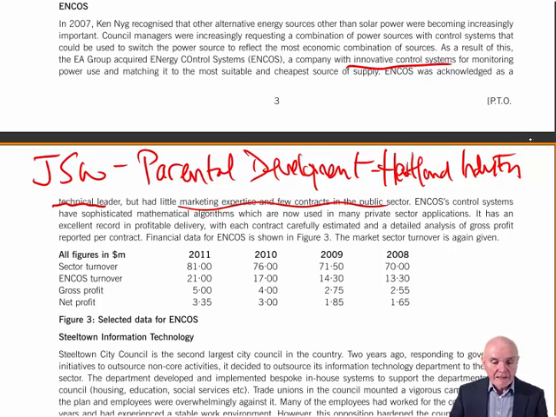So we go down here. ENCOS's control systems use sophisticated mathematical algorithms, which are now used in many private sector applications. It has an excellent record of profitable delivery, with each contract carefully estimated and a detailed analysis of gross profit reported per contract. Financial data is shown below. So let's see what that looks like. It looks a very good company, just before we get to the figures.